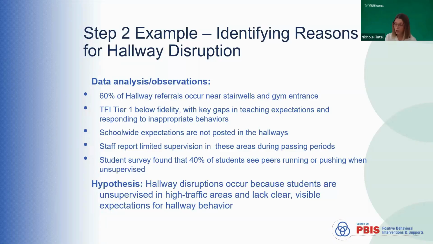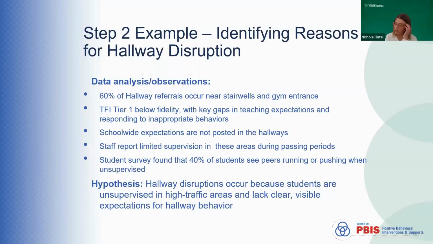Their expectations were not visibly posted in those problem areas. And they saw through observation that supervision of those areas was limited. They did some surveys with students who reported riskier behavior when adults were not present. And they came up with a resulting hypothesis based on all of that information that is both actionable and focuses on adult practices and the environment. So things that they could change at Tier 1.